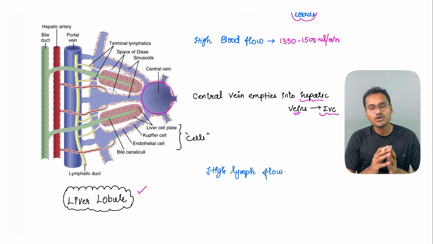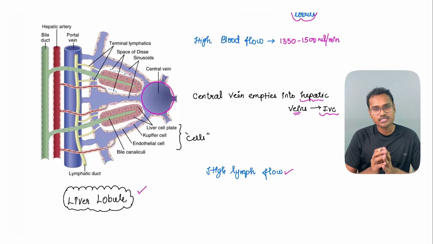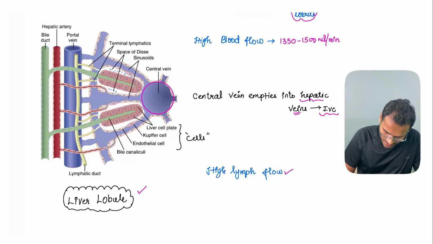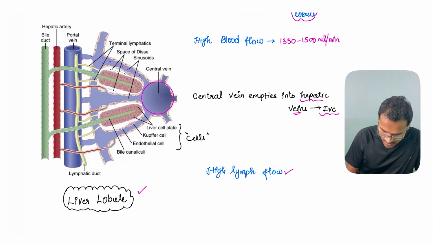And the liver also has a good amount of lymphatic flow. So let's see this structure. The central vein is there. It is connected directly to the hepatic portal veins. Just now we have discussed this. And there is a structure which is very, very important.